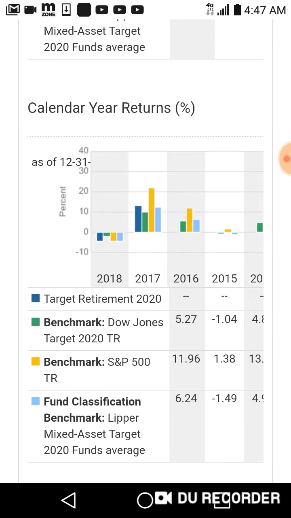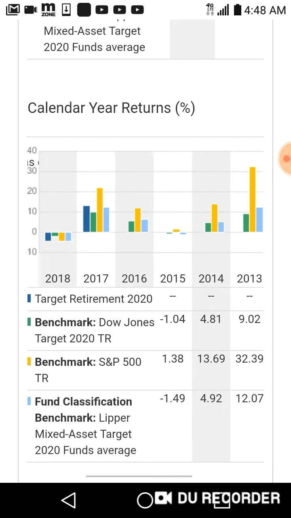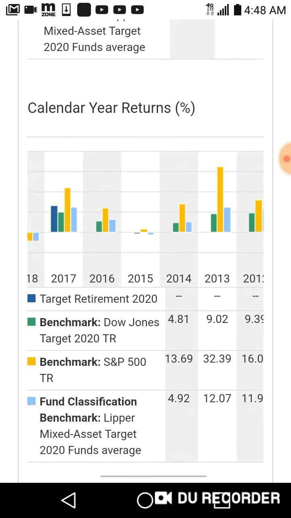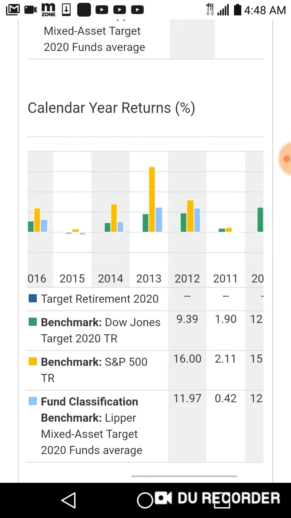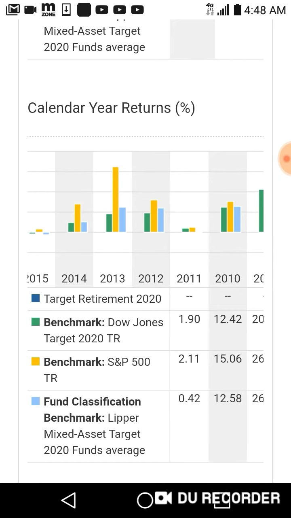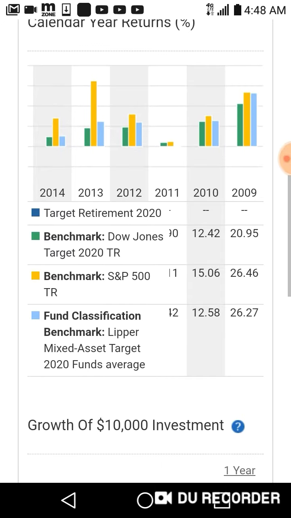You see, 2020 target date wasn't available before 2017. But you can still see how the other funds performed the other years. You can clearly see that the S&P 500 is beating out the 2020 target date and the Dow Jones, which is supposed to. 2020 target date, since we're a year away, is very conservative. They don't want you taking a lot of risk if you're getting close to retirement.